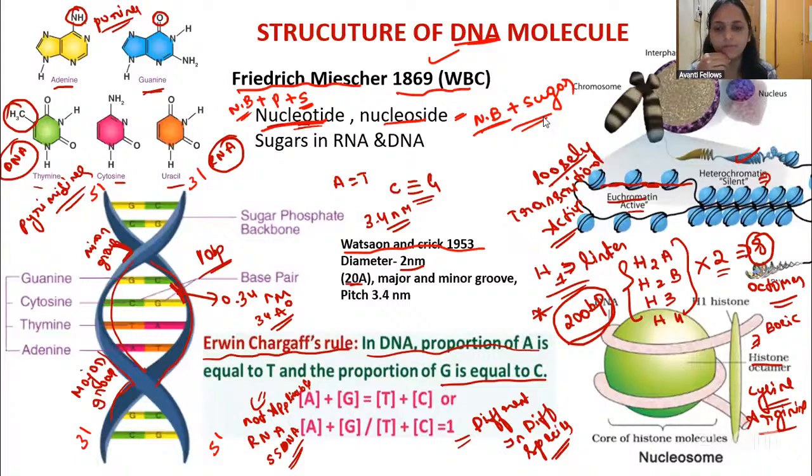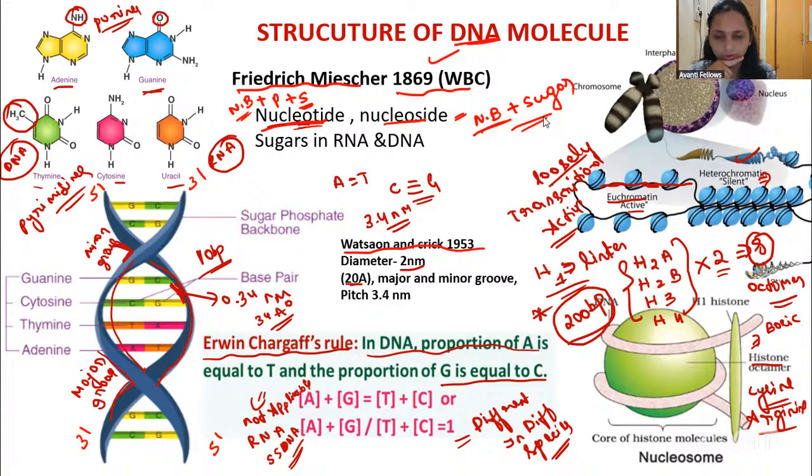Can you tell me which sugar is present in DNA and which sugar is present in RNA? How can you differentiate RNA and DNA? In the RNA, the sugar is ribose. In DNA, at the 2 position, the second carbon, the OH is absent, only H is there.